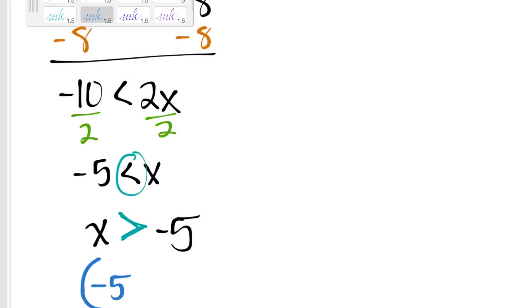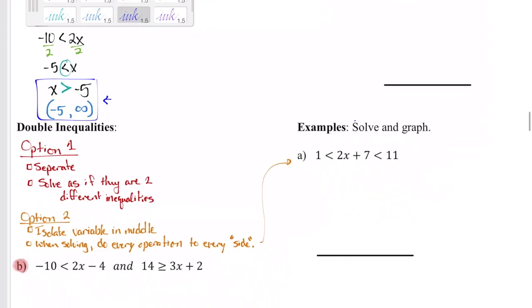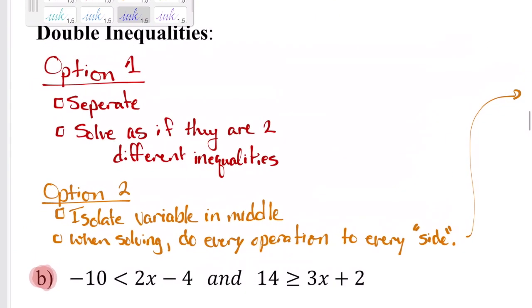It's not including -5, there's no "or equal to" sign. And because it's greater than, it's going all the way to positive infinity, which again doesn't get a square bracket.